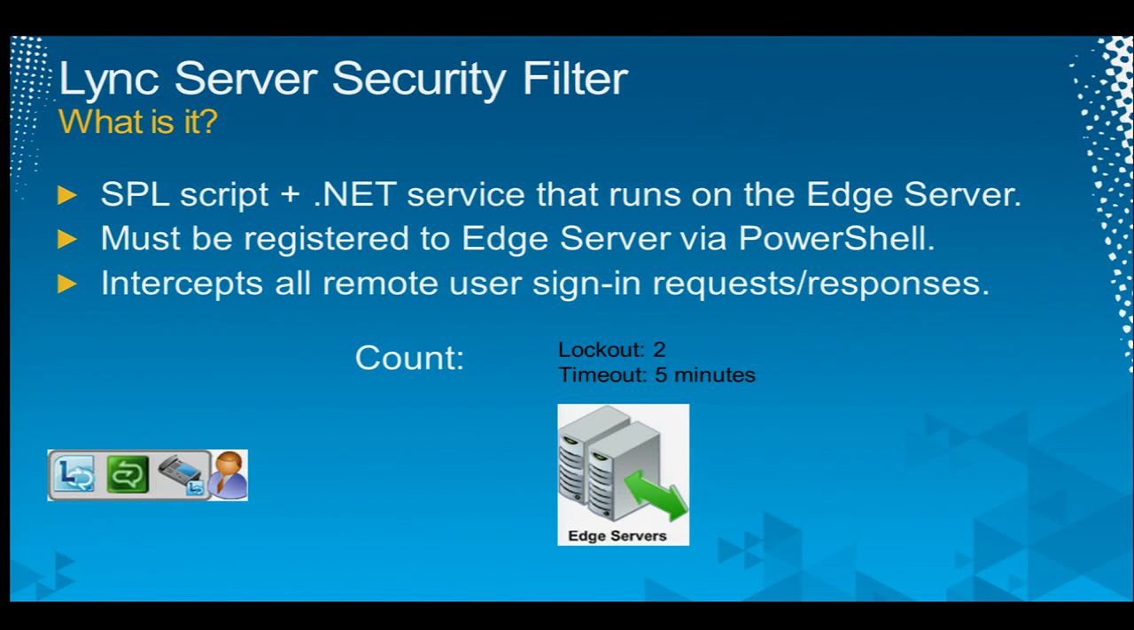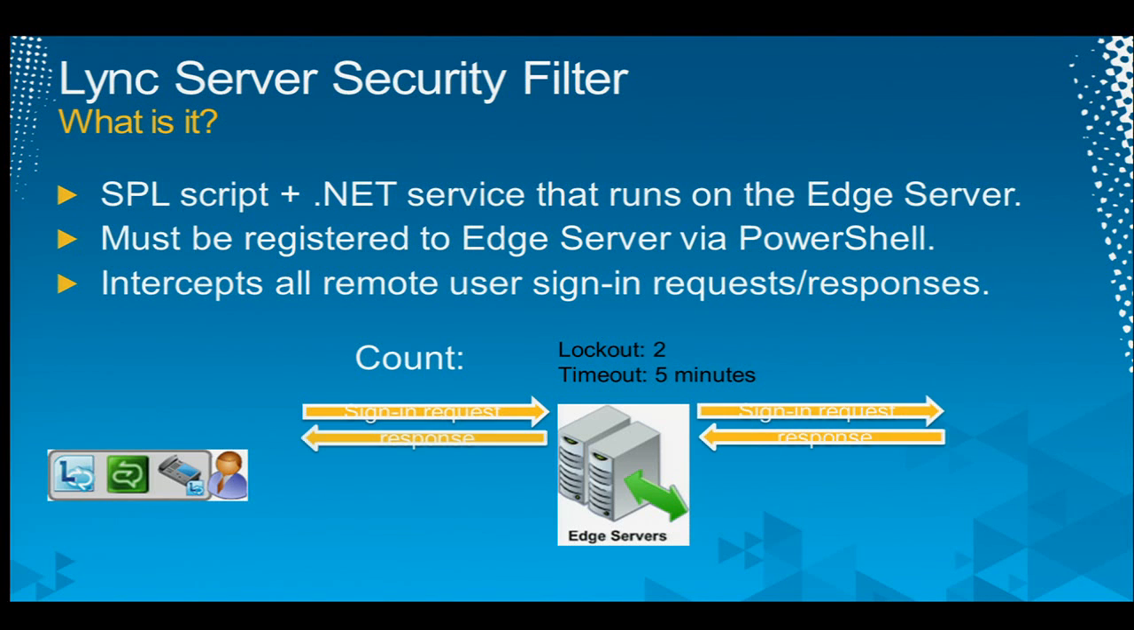All right, so I talked a little about the Lync Server security filter, but I wanted to give you a little more information about how it works. So what exactly does it do? It's an SPL script and a .NET service that runs on the edge server. It must be registered, and you register it using PowerShell. What it does is it intercepts all remote user sign-in requests and responses. If there's a sign-in request, the edge server will forward it over to the director if it's the next hop, or the pool, and the pool or director will be responsible for authenticating the user, verifying that it is indeed an accurate user.